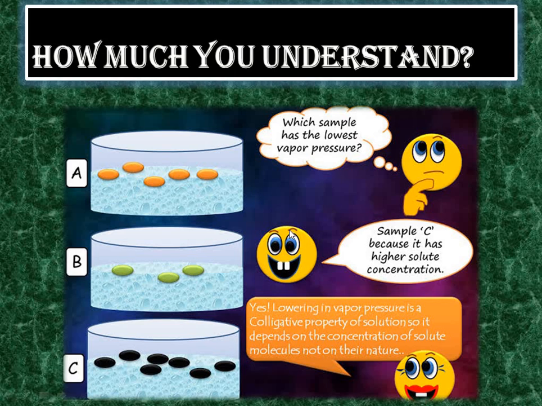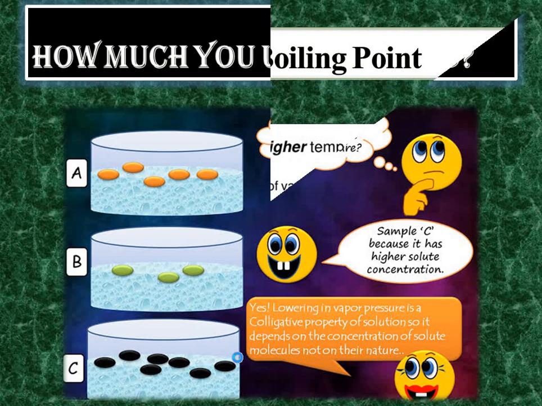So it is clear from this which sample has the lowest vapor pressure: it is C, with the higher solute concentration. So if solute concentration is higher, vapor pressure will be lower.